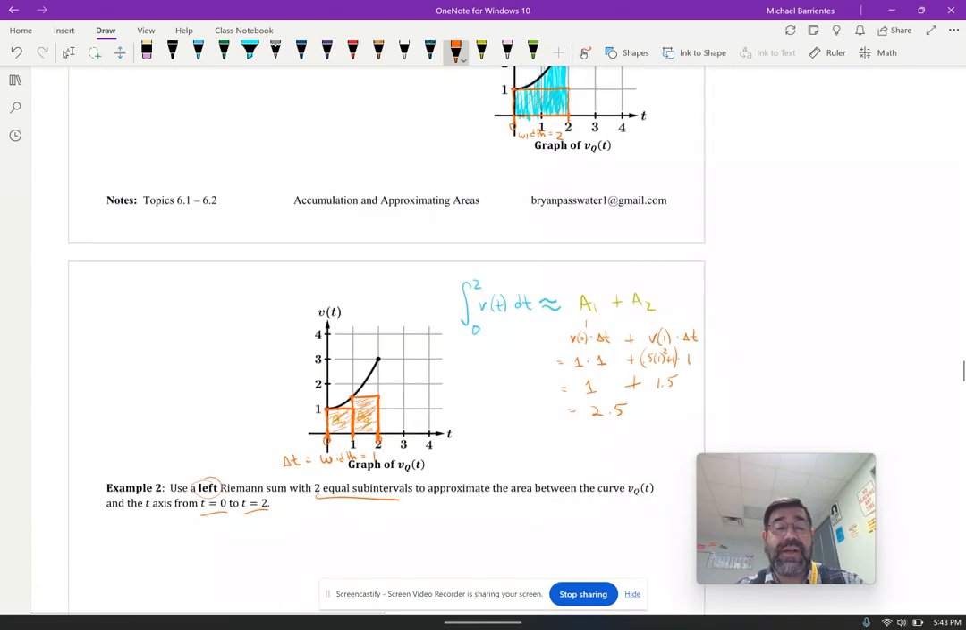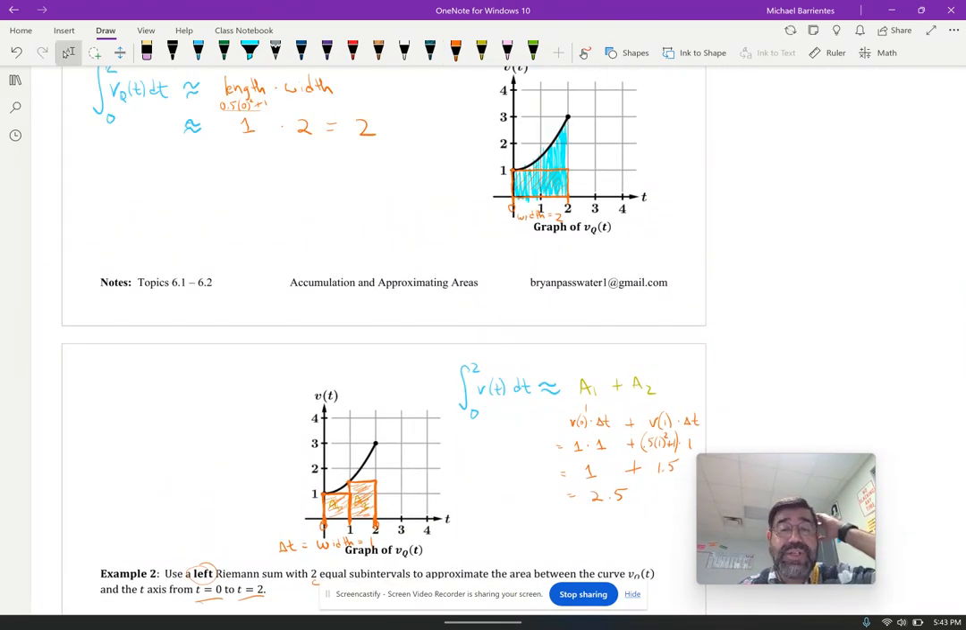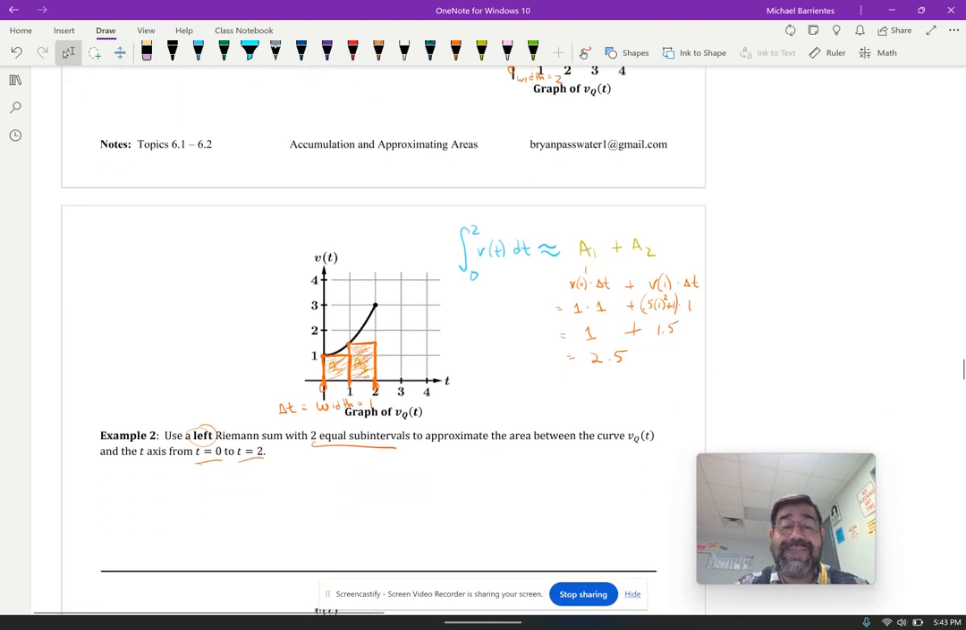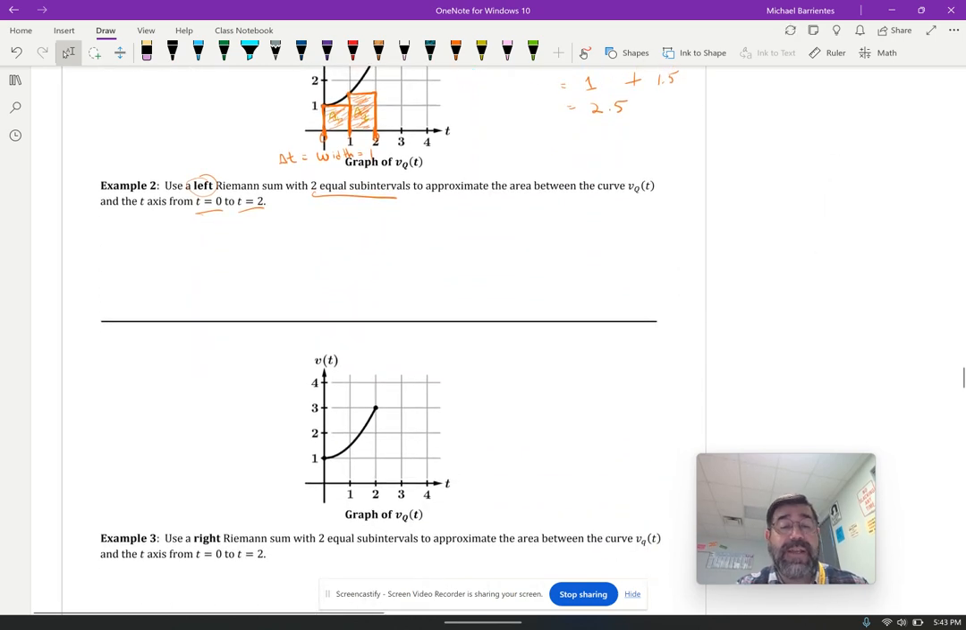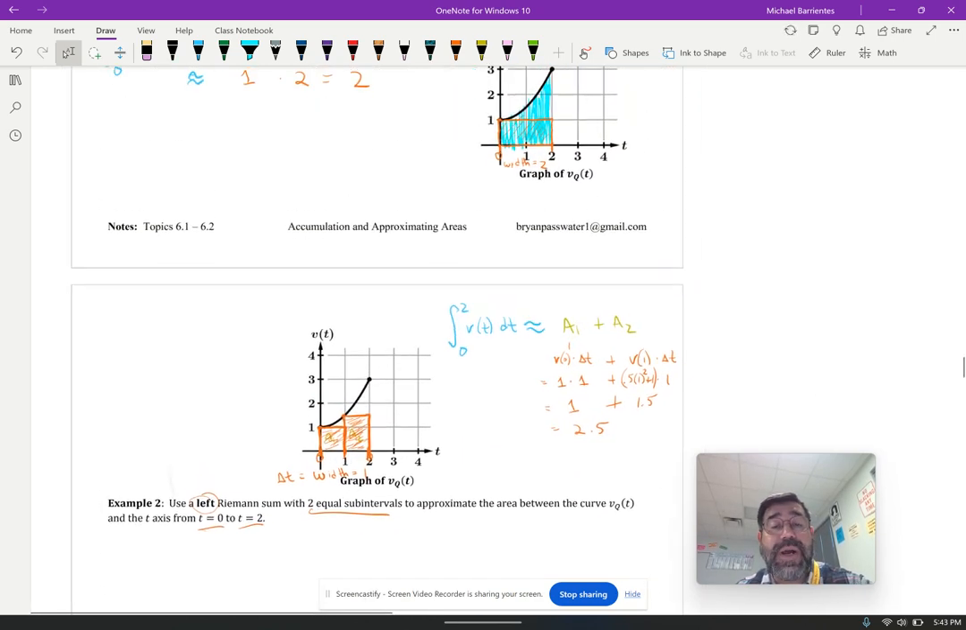So far, we're looking at the same blue shaded region under the curve. On the first example, we used 1 rectangle. On the second example, we used 2 rectangles, but it's still between time 0 and time 2. Our value is getting closer and closer to what we want. So I'm going to pause here.